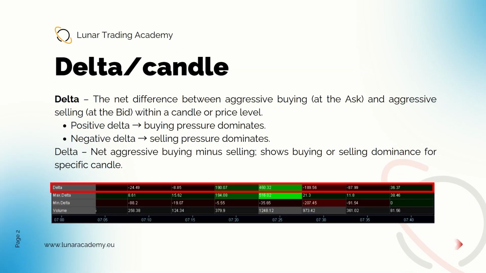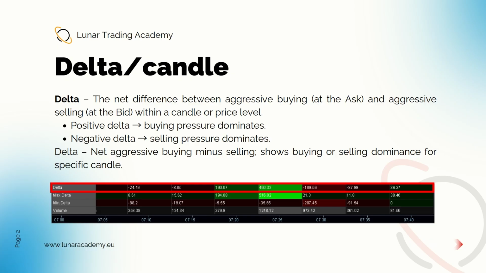As I mentioned in the previous video, the delta is basically the net difference between aggressive buying at the ask and aggressive selling at the bid within a candle or price level. In this case, within a candle, because this video is about delta per candle.